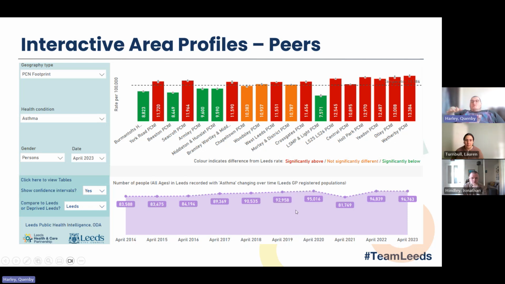So that's a pretty common thing for comparing the case in different PCNs or different wards or different MSOAs. So that's just one style of page you can get.